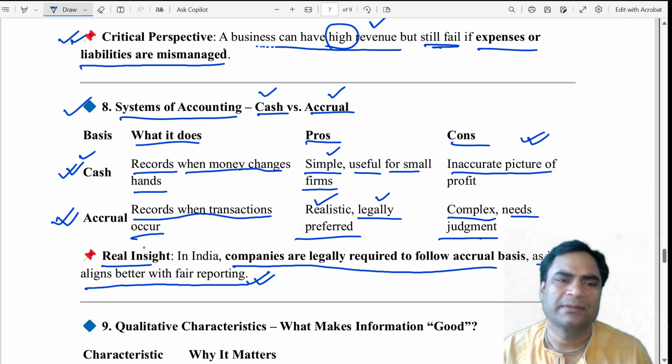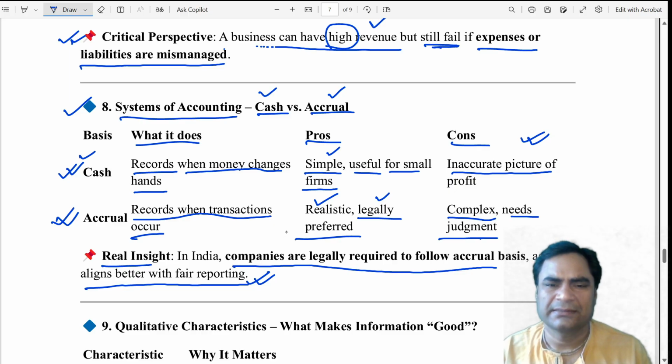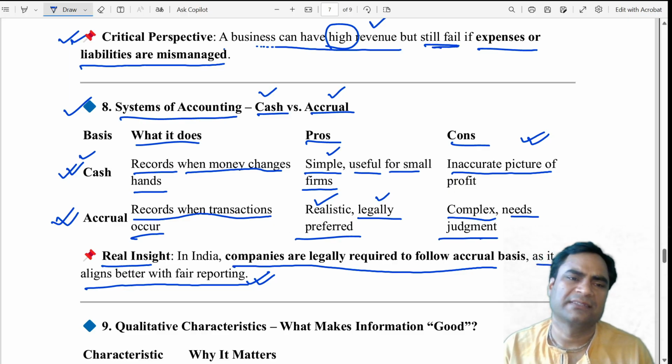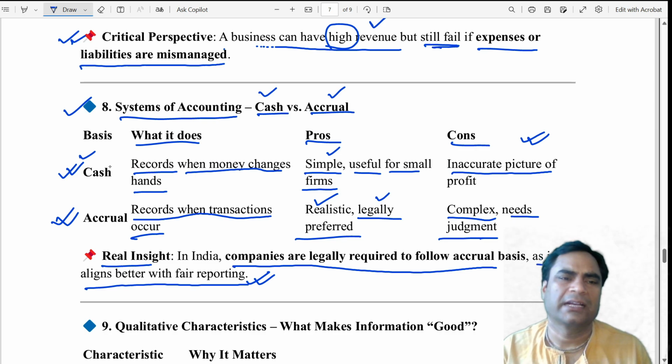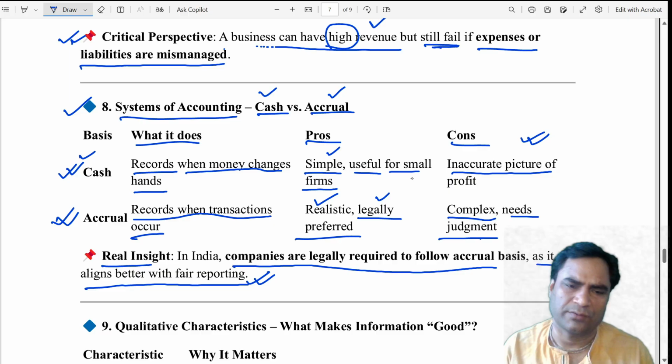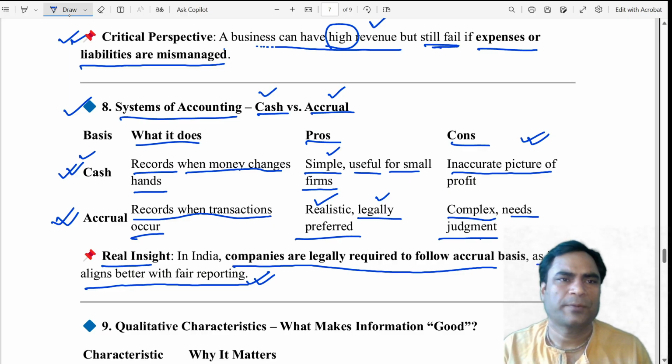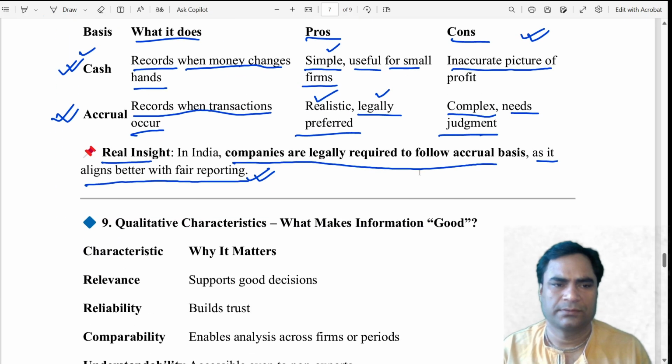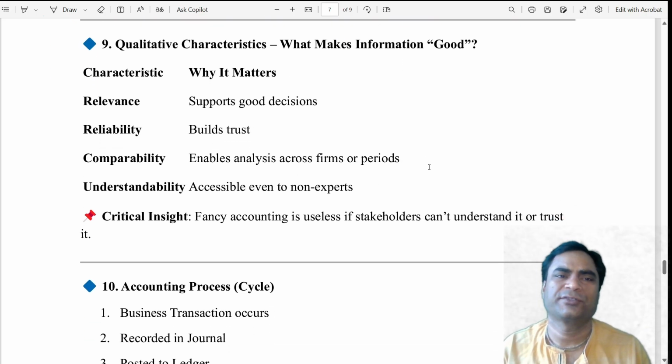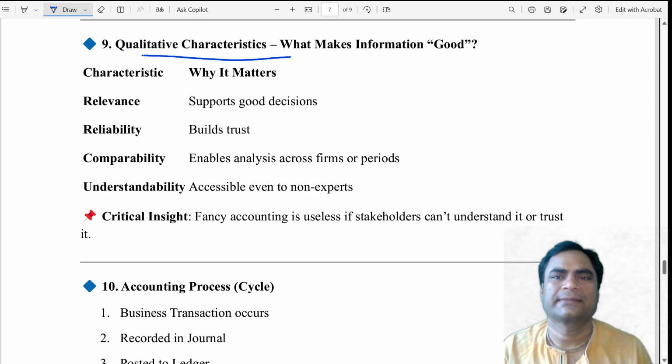So accrual basis is used across the nations, in companies, in partnership firms, in cooperative societies, everywhere. Yes, cash basis is used by small companies and for the purpose of personal accounting. So the next topic we are moving to is qualitative characteristics. The question is, what are the qualitative characteristics of accounting?